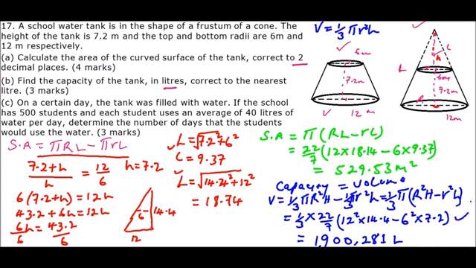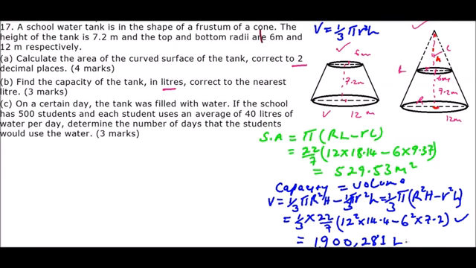And finally, we are told that on a certain day the tank was filled with water. If the school has 500 students and each student uses an average of 40 liters of water per day, determine the number of days that the students would use the water, and you get your 3 marks. So let's see how many days the tank will take the students when it is full to capacity.